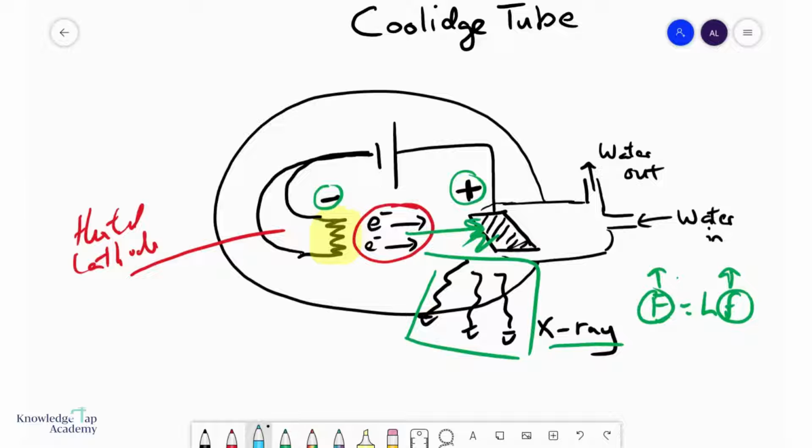One more thing that we need to pay attention to is that there is a cooling system over here, and the reason why we have this is because of the sheer amount of heat that is produced in this bombardment. Without the cooling, this thing will increase its temperature at an incredibly ridiculous rate, and your metal will melt before you know it. And so the water in and the water out helps to release this heat or absorb this heat more effectively.